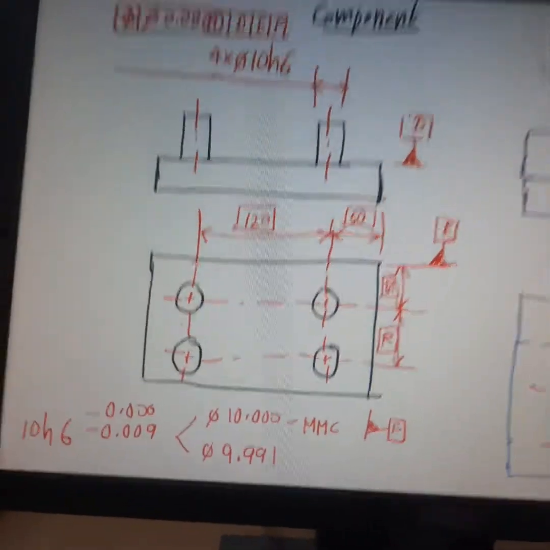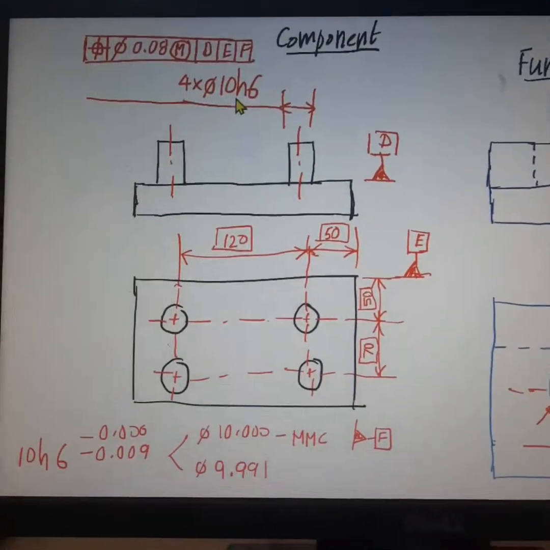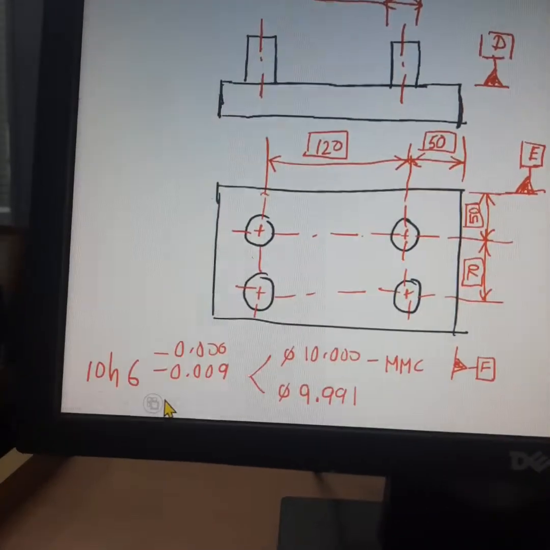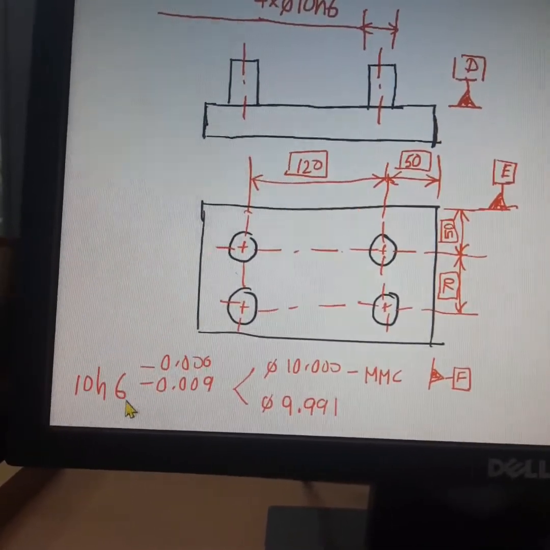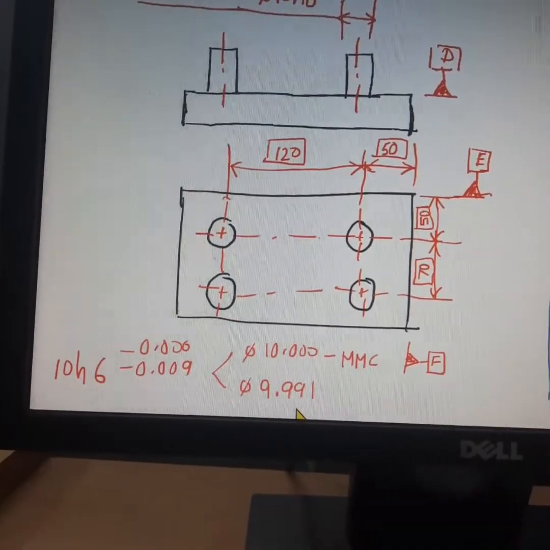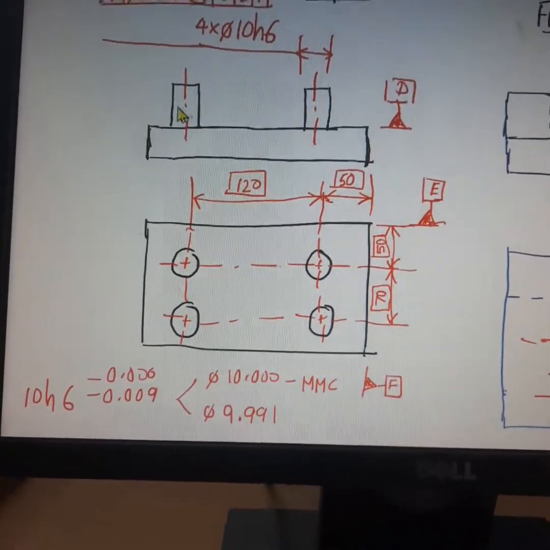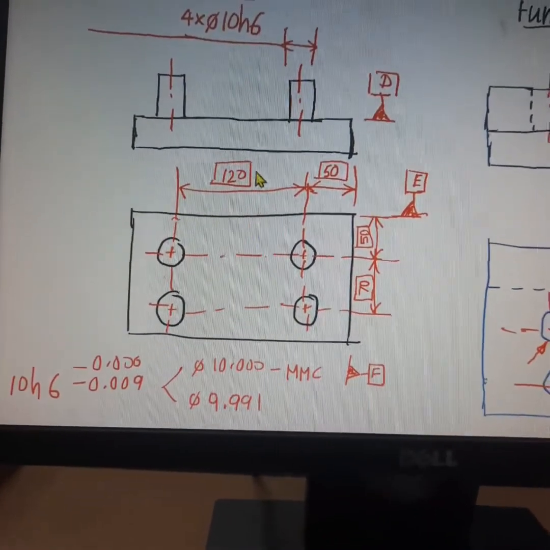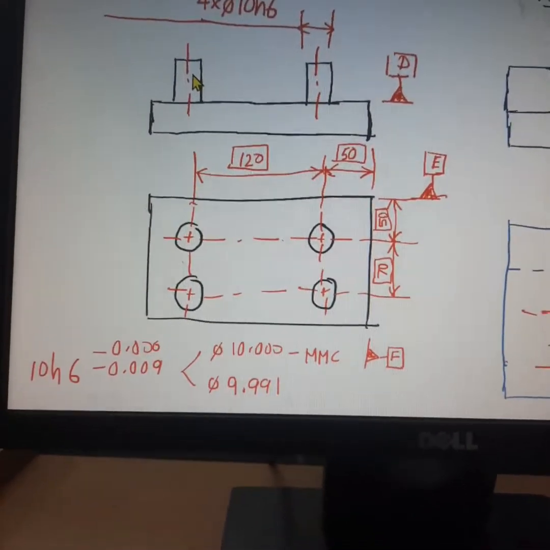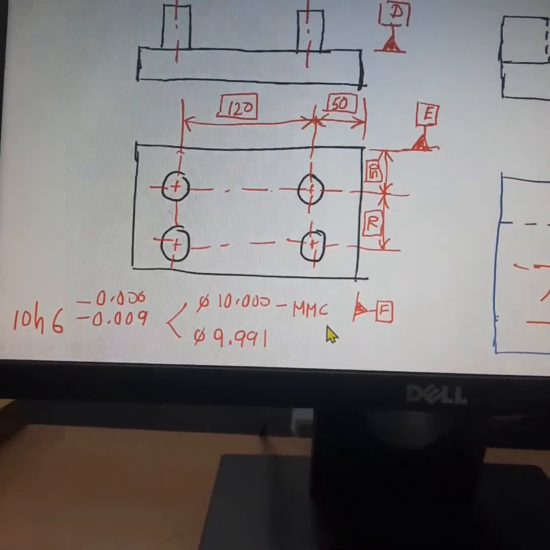Now this is the component diagram. The pin has a size of 10H6. If you look at the tolerance for 10H6, it is plus 0, minus 0.009. So all the pins have to be within the upper limit of 10 and the lower limit of 9.991. So what is the MMC size of this pin? When the pin has its maximum size, the component will have maximum material. So when the pin is produced to its maximum size, the entire component will have maximum material. So 10 mm is the MMC size of the pin.